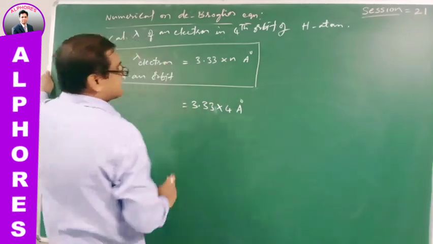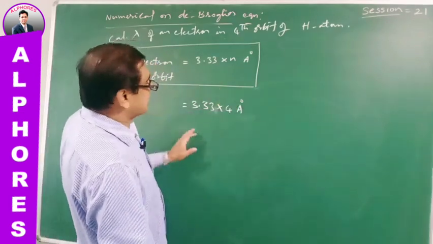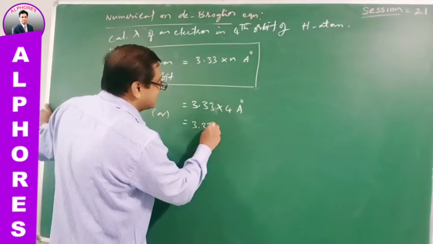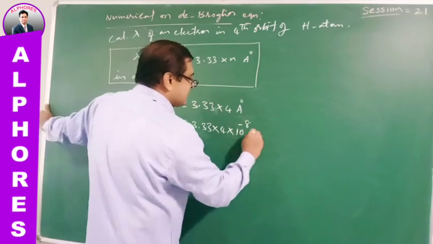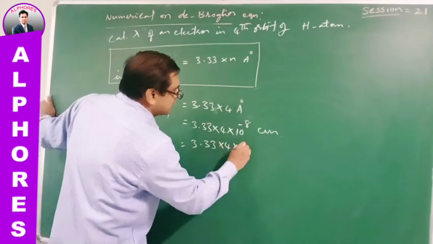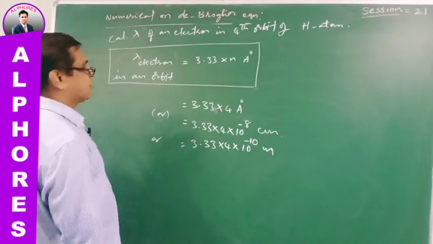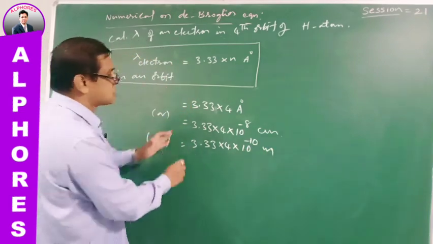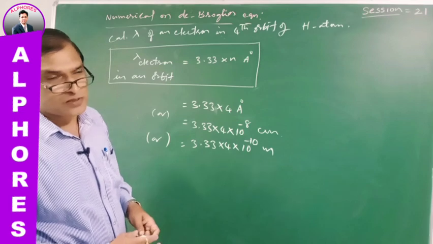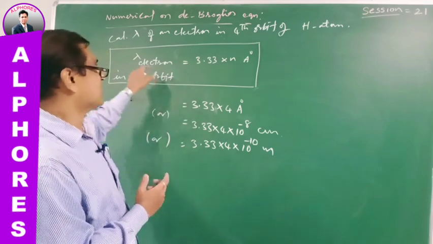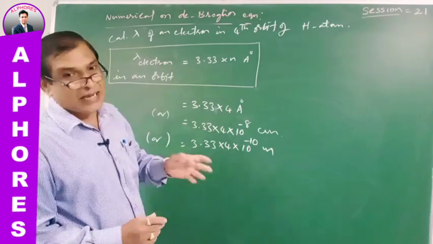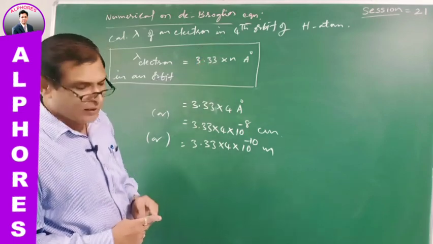You may consider that in angstroms, or suppose R is equal to 3.33 into 4 into 10 to the power minus 8 centimeters, or 3.33 into 4 into 10 to the power minus 10 meters. This is in angstroms, this is in centimeters, and this is in meters. Like that we can calculate de Broglie's wavelength of the given problem. This is the shortcut: de Broglie's wavelength of an electron in an orbit is equal to 3.33 into n angstrom units, where n stands for the orbit.